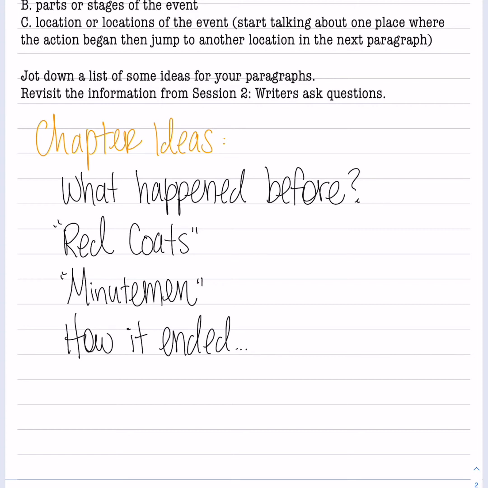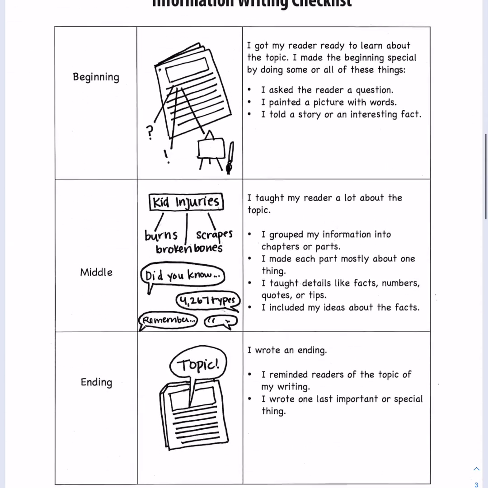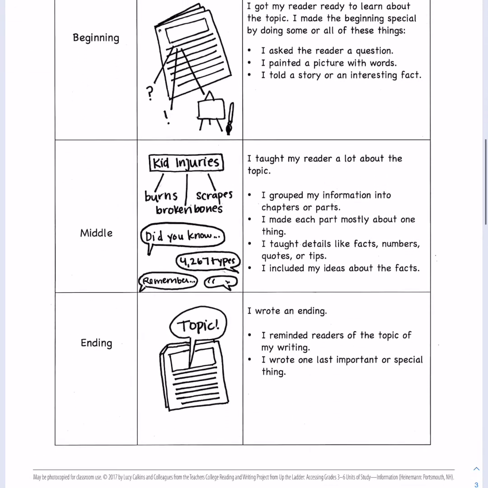And then I could finish with how it ended. What happened at the end of the first battle of the American Revolution? What did it lead to? Now, although I am talking about the same subtopic, I am organizing and labeling my paragraphs differently. So let's go ahead and move on to our information checklist.